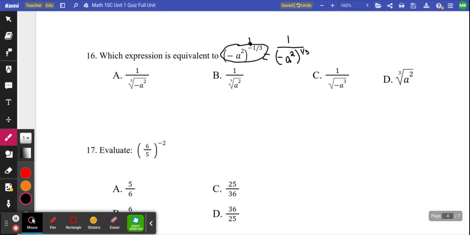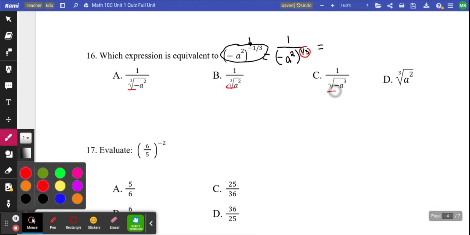Perfect. Next thing I got to do, I have to get rid of that fraction exponent right here. Because if you look at all your answers, they're all radicals. To turn this into a radical, the bottom number becomes the index. So the bottom number of that fraction is a 3, so the index becomes a 3. Everything else is going to stay the same.